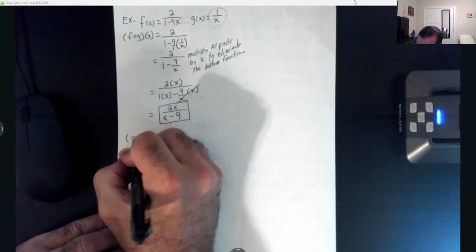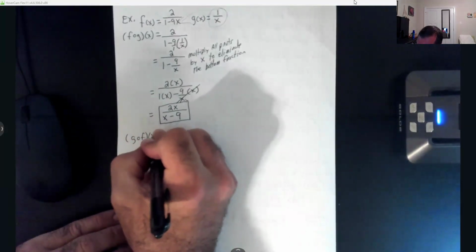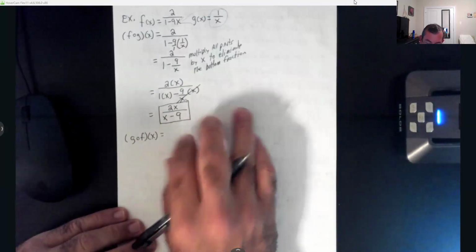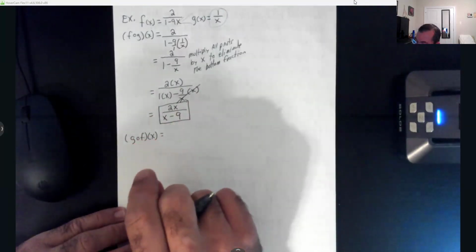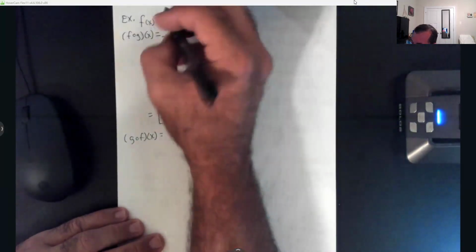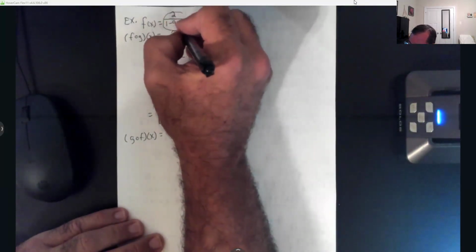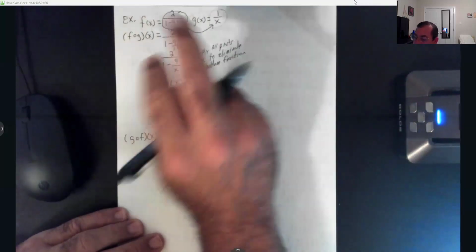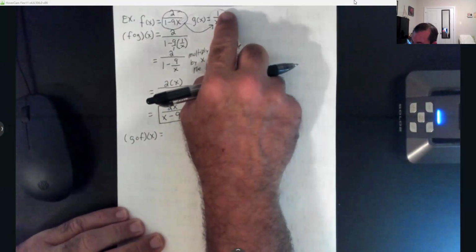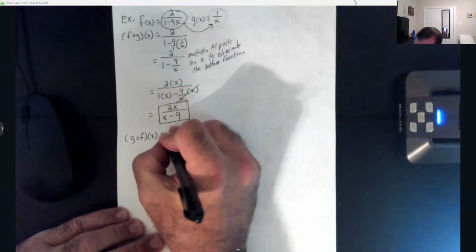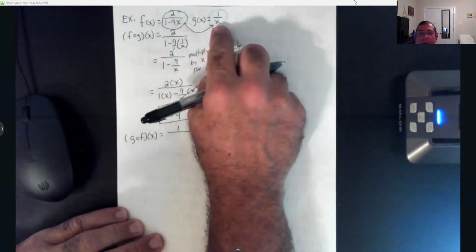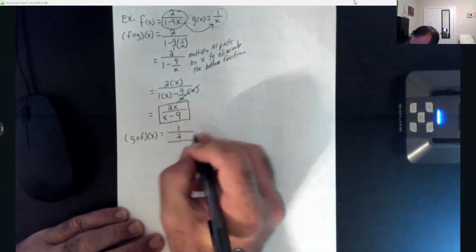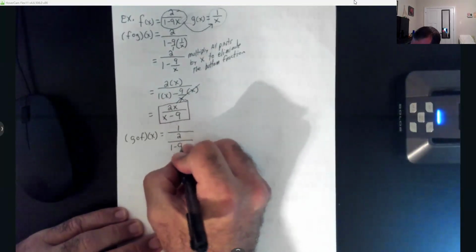So y'all want to do g of f of x next. Then we'll play with our domains. So g of f of x, we're going to put 2 over 1 minus 9x in for that x on that g. So the top will be 1 divided by, well, instead of x, we now have a 2 over 1 minus 9x.